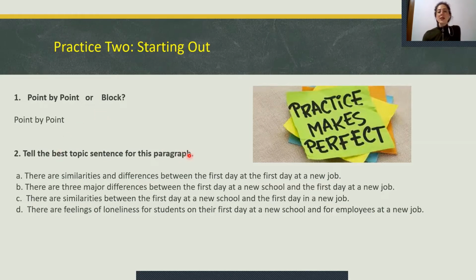Okay, the second question. Tell the best topic sentence for this paragraph. Okay, let's see. A, there were similarities and differences between the first day and the first. B, there are 3 major differences. C, there were similarities between the first day at a new school and the first day in a new job. D, there are feelings of fear on their first day at a new job. Okay, the most appropriate answer here, I think, is C, because in the paragraph I can just see the topics written about the similarities between the first day at a new school and the first day in a new job. Okay, guys, I'm continuing.